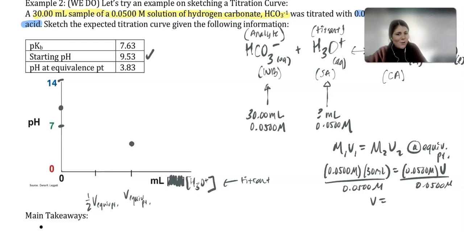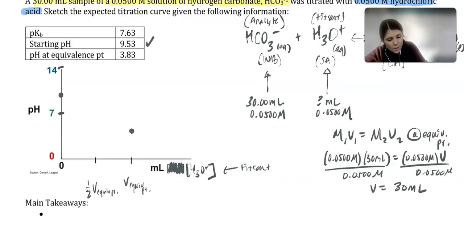You probably already know it, but the volume is going to be 30 milliliters. So here you need 30 milliliters of your titrant to reach equivalence point. So I'm going to write 30 milliliters. I'll actually just leave it as 30. So here we need 30 milliliters to reach that equivalence point. Now let's talk about the half equivalence point.